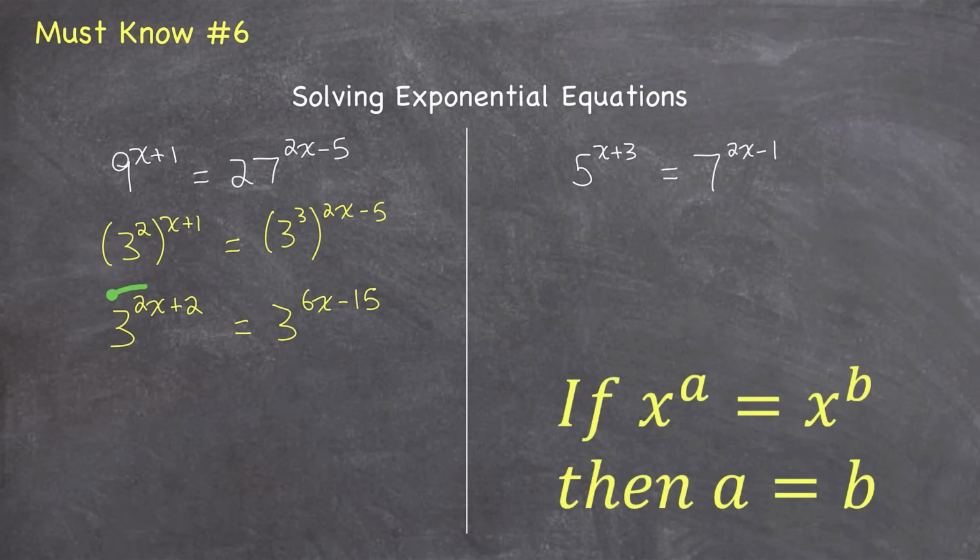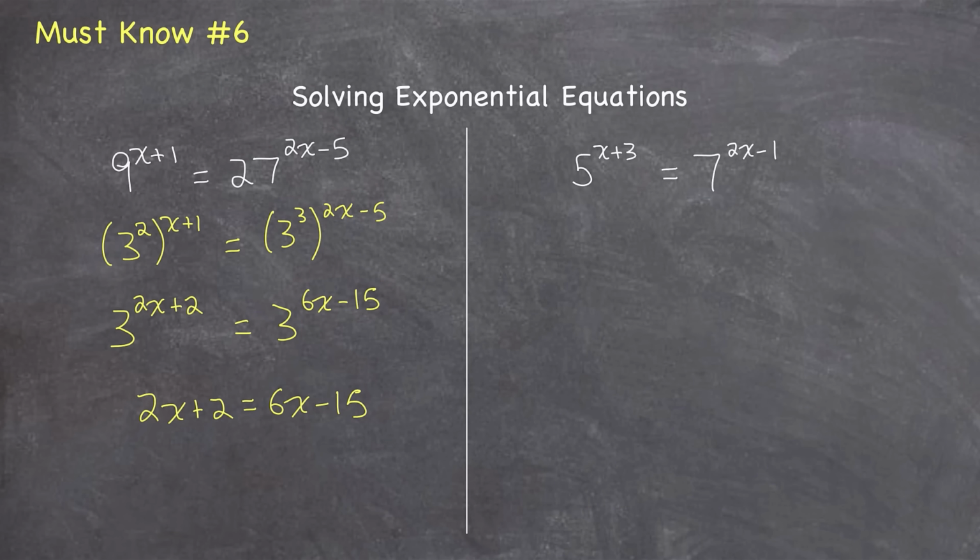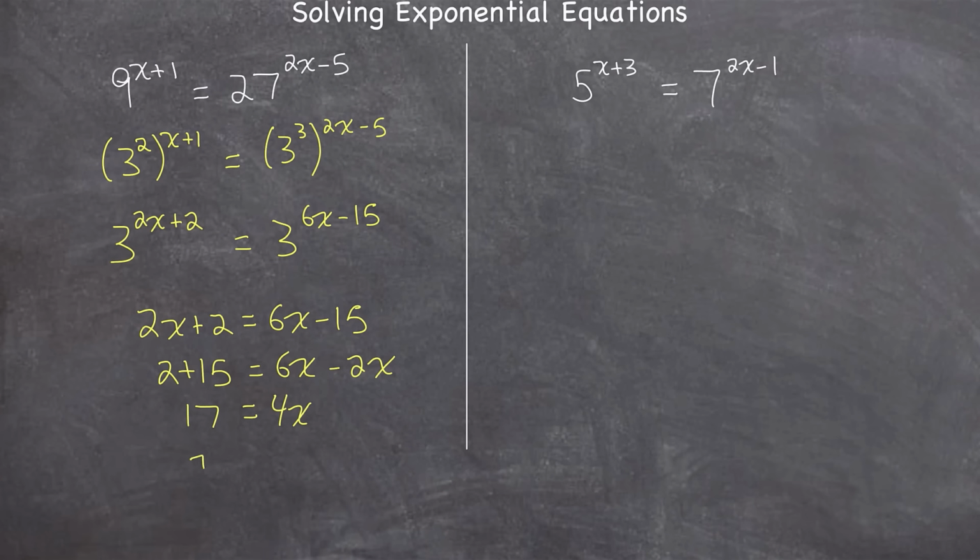And now that I have a power equal to a power, where the bases of the power are equal to each other, I know the equation could only be true if the exponents were also equal to each other. So we can now set the exponents equal to each other and solve for x using inverse operations. I'll bring my variable terms to the right and my constant terms to the left. And then collecting my like terms, I have 17 equals 4x. And if I divide the 4 to the other side, I figure out that x equals 17 over 4, which as a decimal is 4.25.